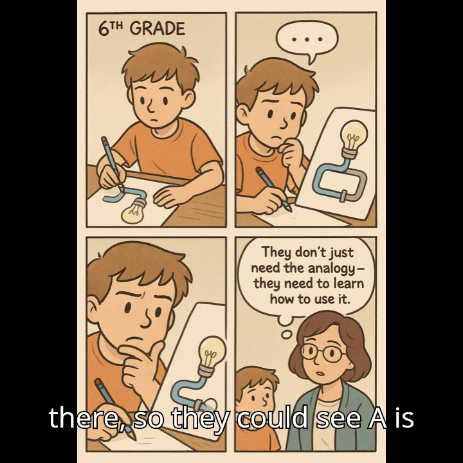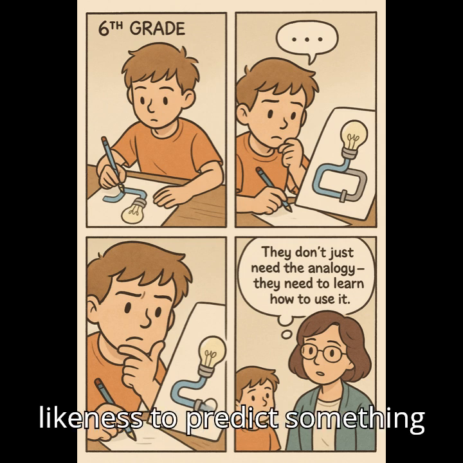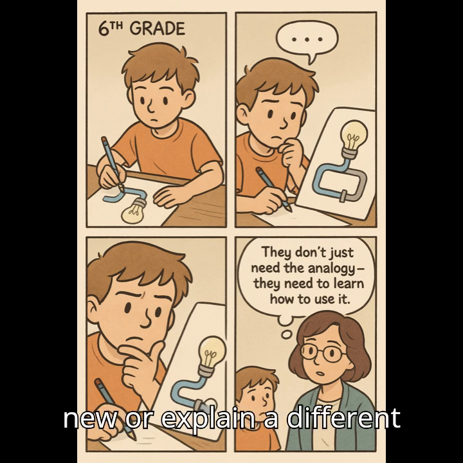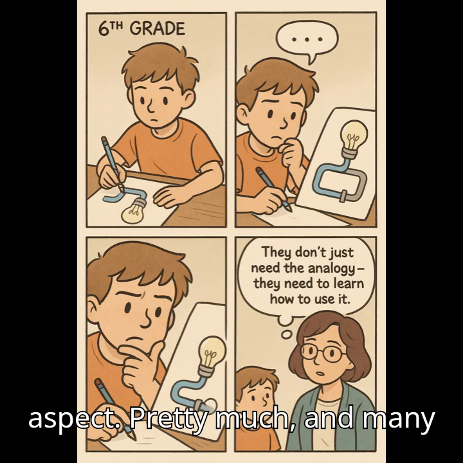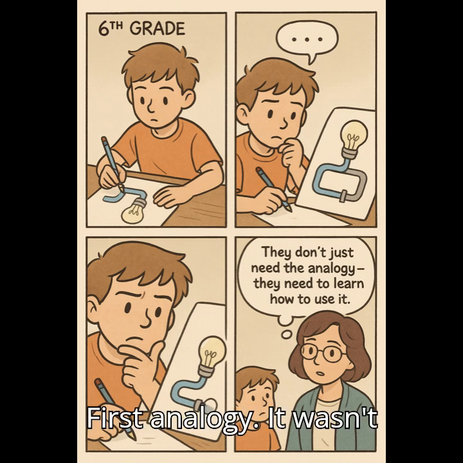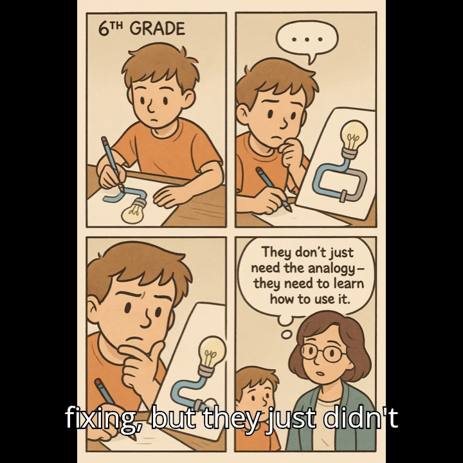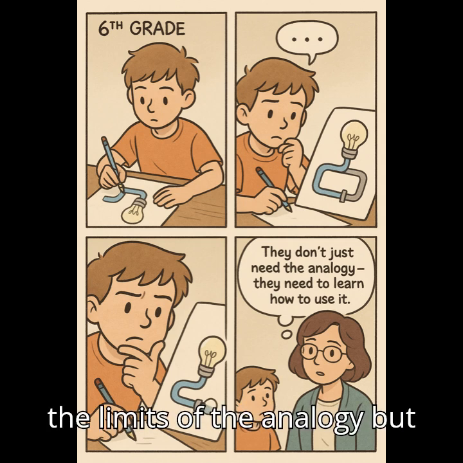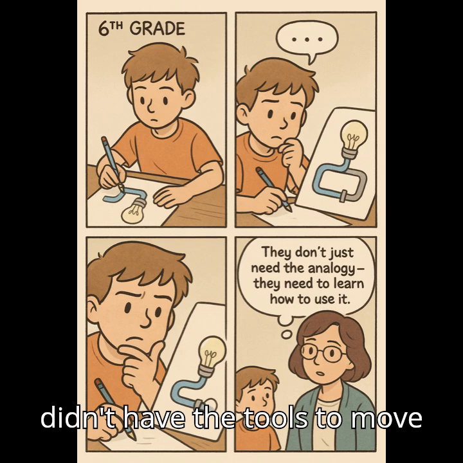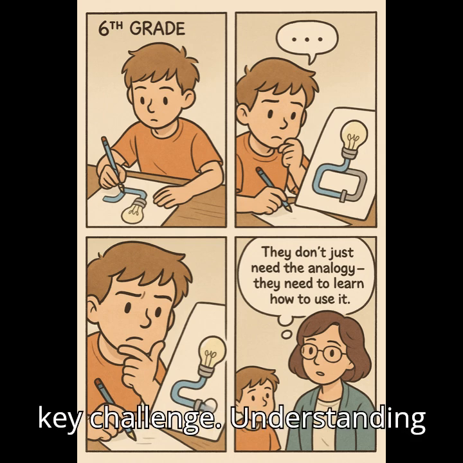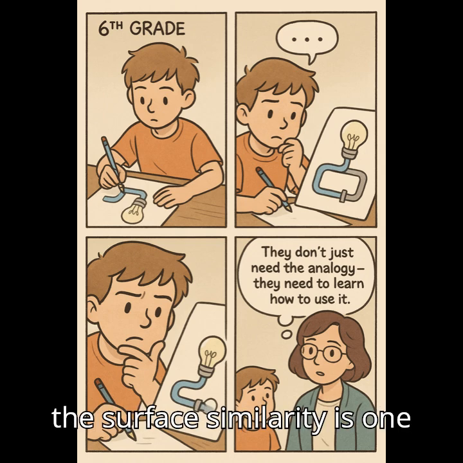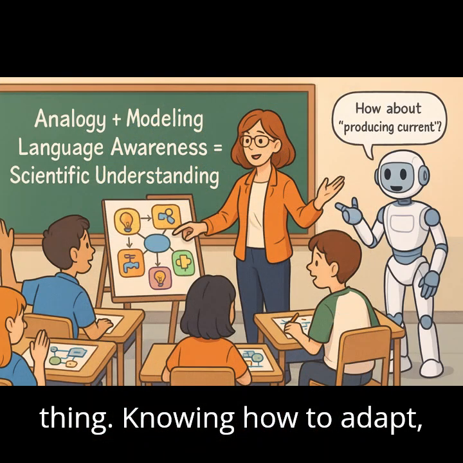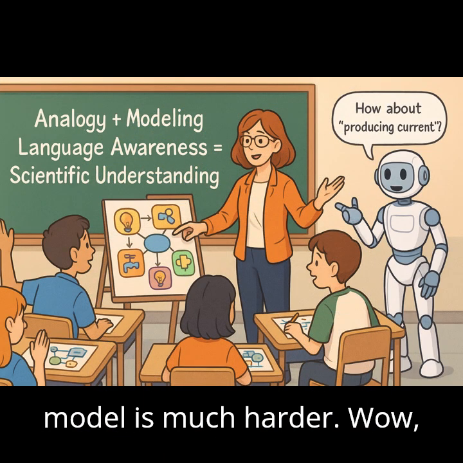So they could see A is like B, but couldn't use that likeness to predict something new or explain a different aspect. Pretty much. And many students seemed aware their first analogy wasn't quite right, that it needed fixing, but they just didn't know how to fix it or find a better one. So they hit the limits of the analogy but didn't have the tools to move beyond it. That seems to be a key challenge. Understanding the surface similarity is one thing. Knowing how to adapt, refine, and transfer the model is much harder.